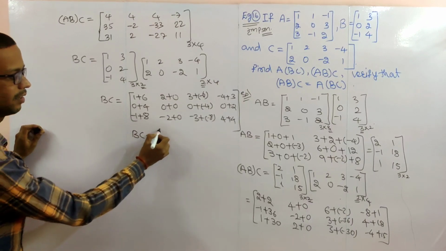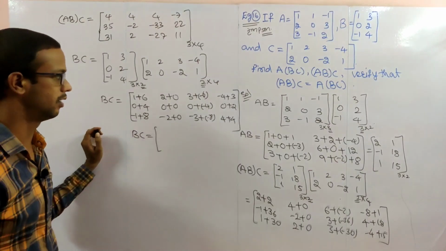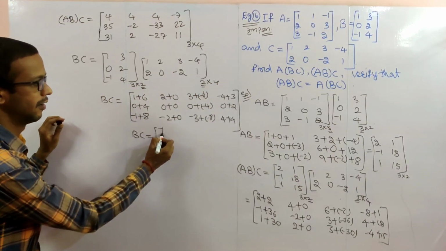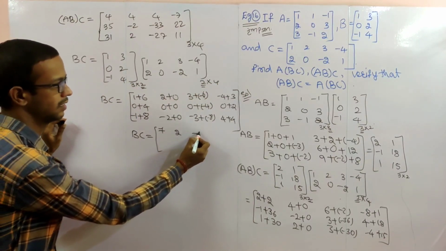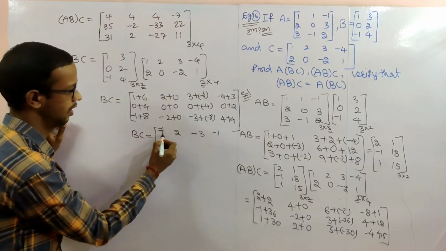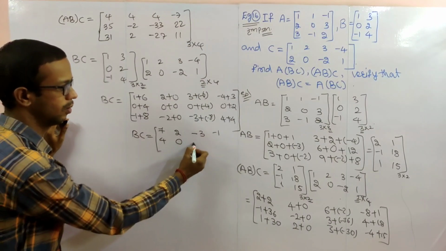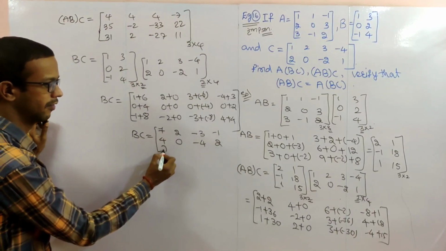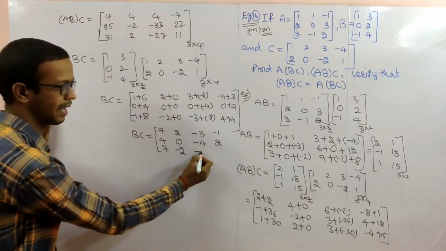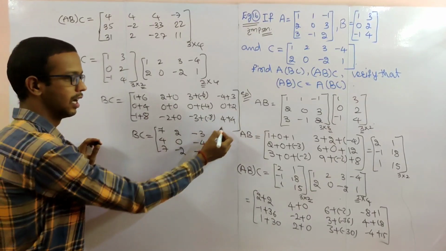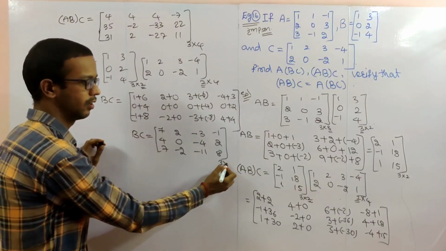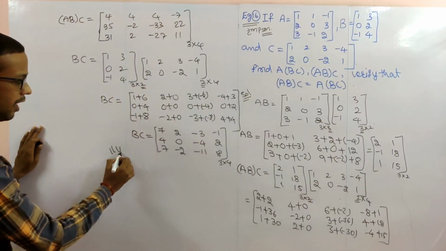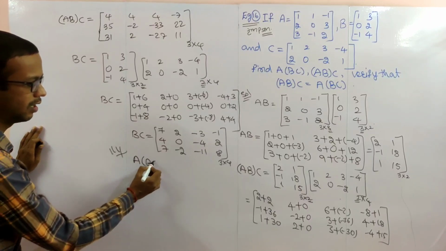So the BC matrix, what will you get? A 3 by 4 matrix you will get. Observe: 7 2 minus 3 minus 1, 4 0 minus 4 and 2, 7 minus 2 minus 11, 8. So this is a 3 by 4 matrix BC. BC completed. In a similar way we have to find A into BC.